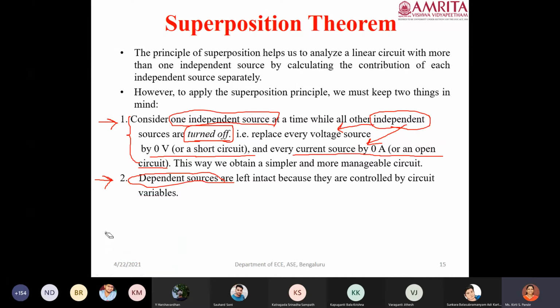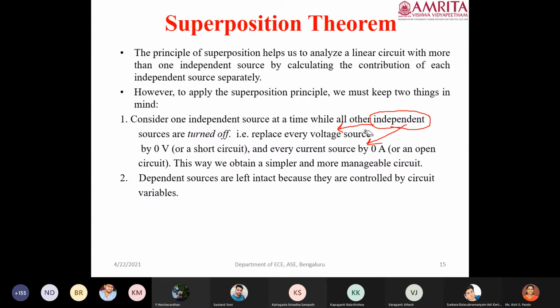Is this okay? A little bit. Of course, once we start with the examples, things will be clear. But as of now, is it okay? Yes, ma'am. Can you please note down these 2 points? These 2 points are very important. Please note down these 2 points in your notebook.